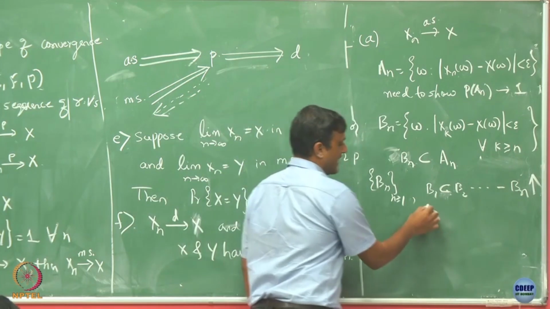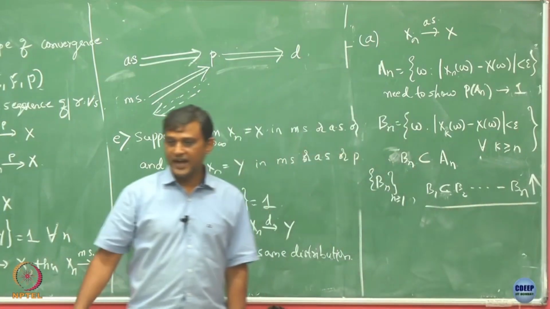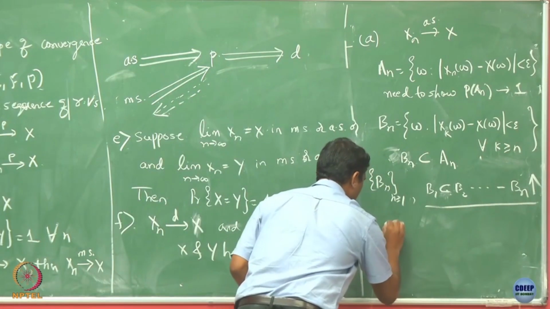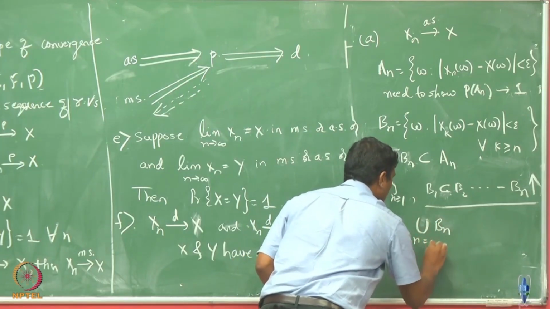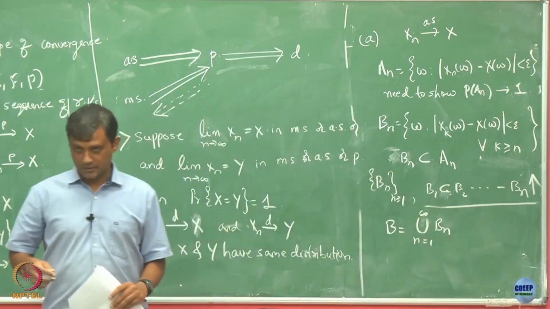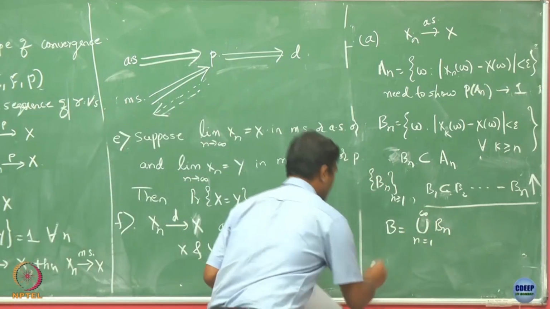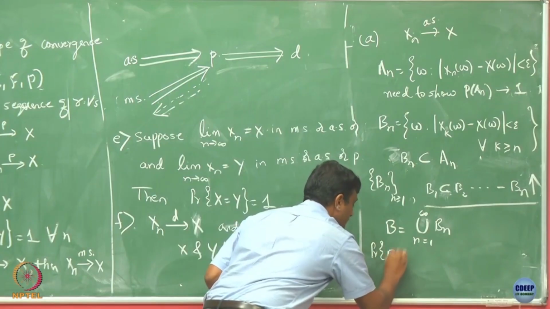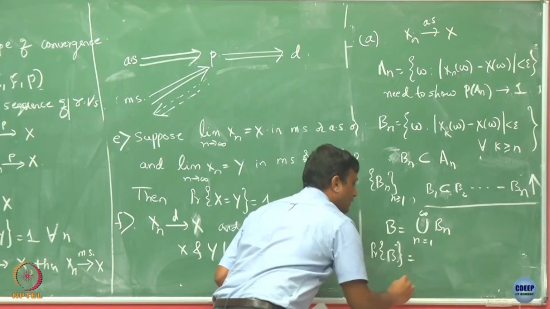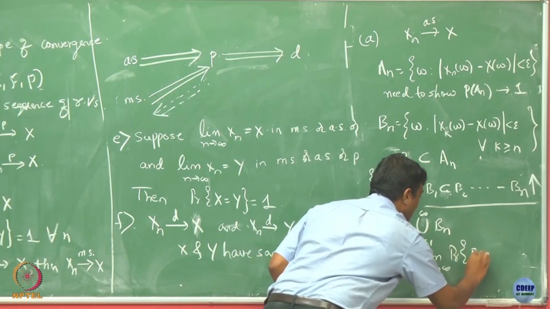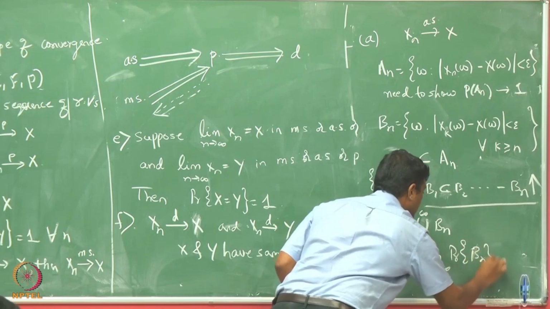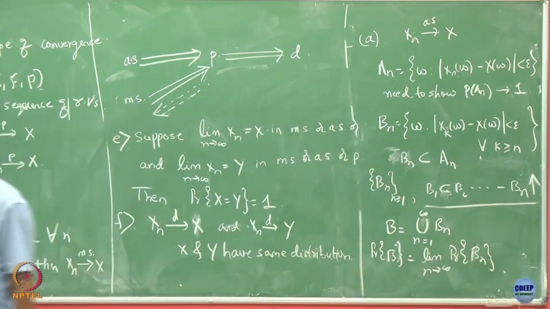And now whenever I have this, I know what my limiting B is. My limiting B is going to be the union of Bn, right? And what is my convention in that case? The probability of B is equal to the limit as n tends to infinity of the probability of Bn. So this way, just because I have a sequence which is monotone, I could apply this continuity of probability and write it like this.